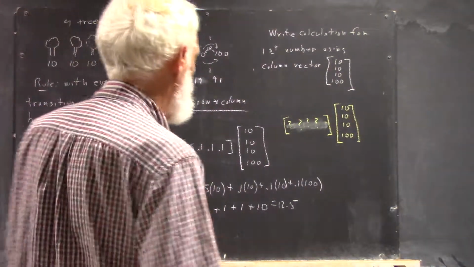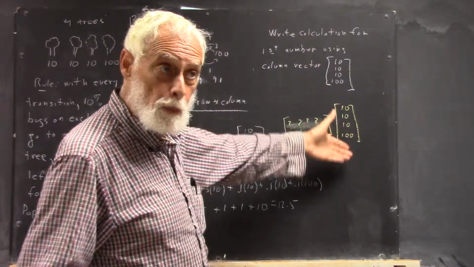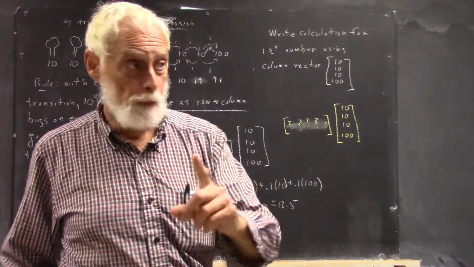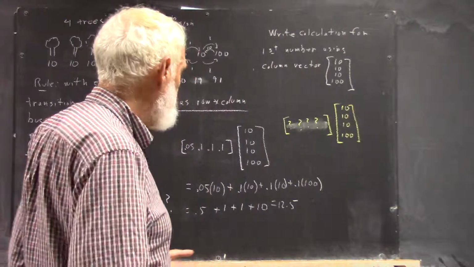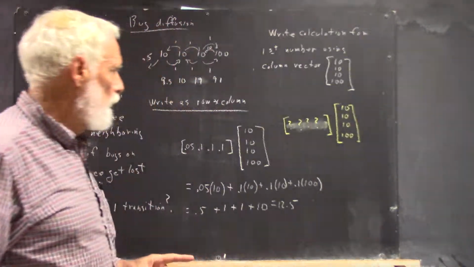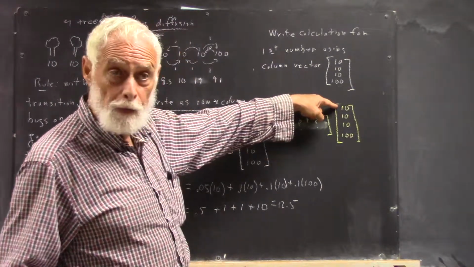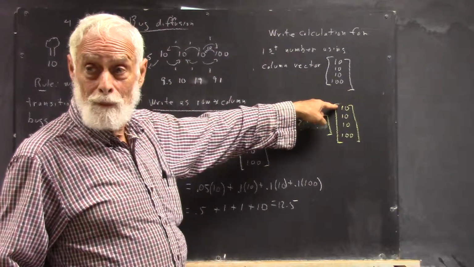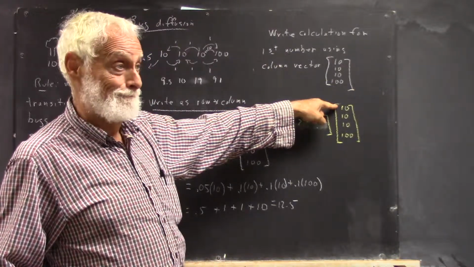Okay, so the question is what numbers to put here so that whatever numbers we put here, we get the population of the first tree after transition, right? Okay, well, what contribution to the total population would we have from the first tree here? Like how many of these 10 bugs are still on the tree?